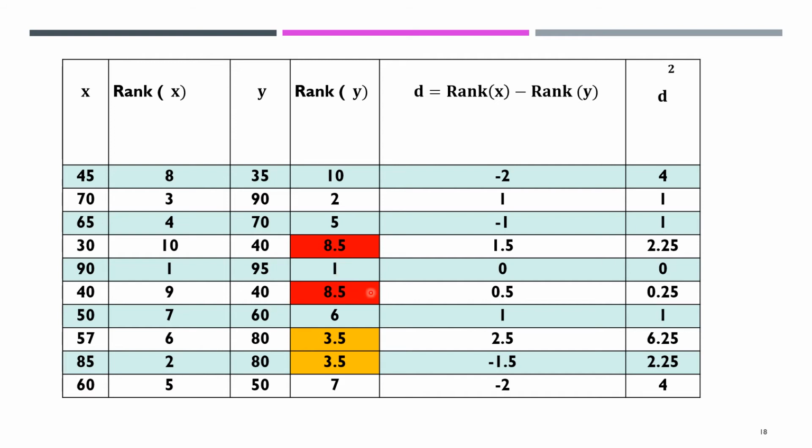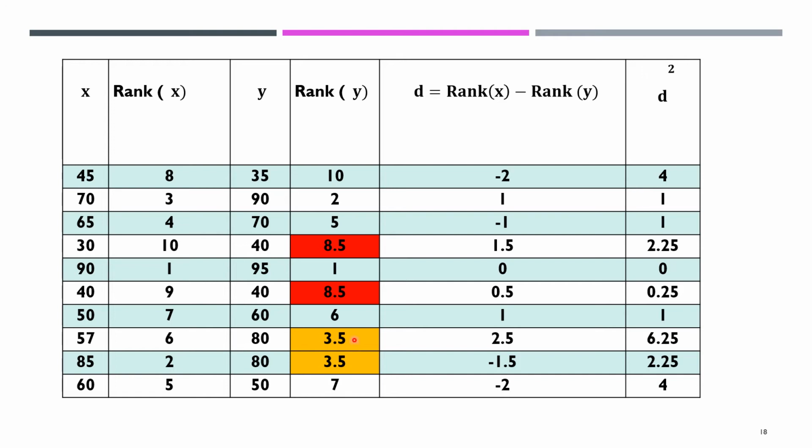So we have to take the average of the ranks 8 and 9. That is 8 plus 9 divided by 2. It comes out to be 8.5 and 8.5. So both these 40 numbers are given 8.5 and 8.5, which means the ranks 8 and 9 are gone. The next rank is 10. That is given to 35. So wherever there is a tie between the ranks, take the average of those ranks.